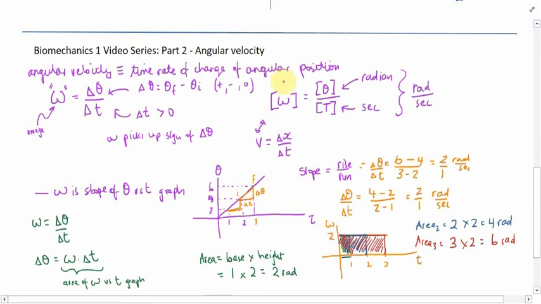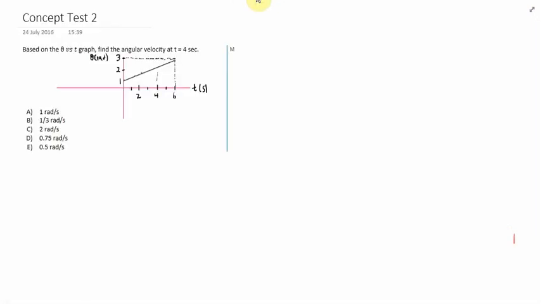Well, let's try this in a concept test quickly. Based on a position versus time graph, find the angular velocity at time equal to 4 seconds. You have 5 options. Is it 1 radian per second, 1/3 of a radian per second, 2 radians per second, 0.75, or 3/4 of a radian per second, or half a radian per second? I encourage you to pause it, try and calculate it, and see what answer you come up with.